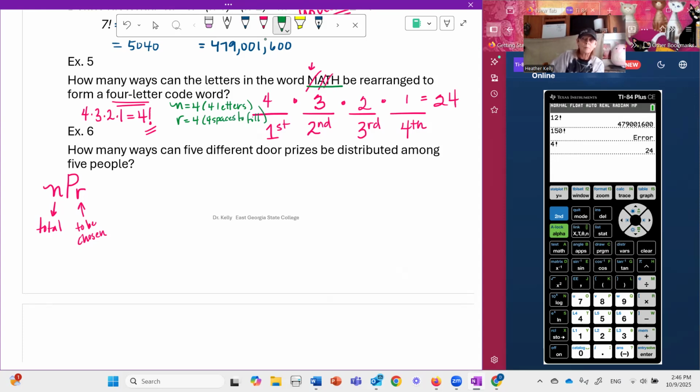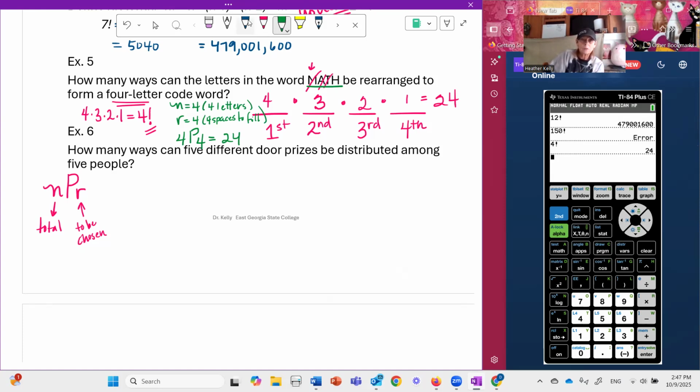We could have asked the same question: how many ways can we rearrange the letters in the word math to have a 3-letter code word? And in that case, it would be 4P3. But in this case, it'll be 4P4, and that is also equal to 24. Let's see how that works. I'm going to go through it down here again, but you're going to see that these all equal the same thing.